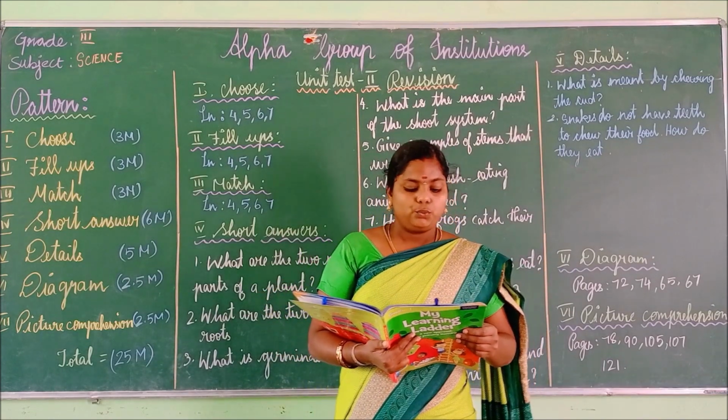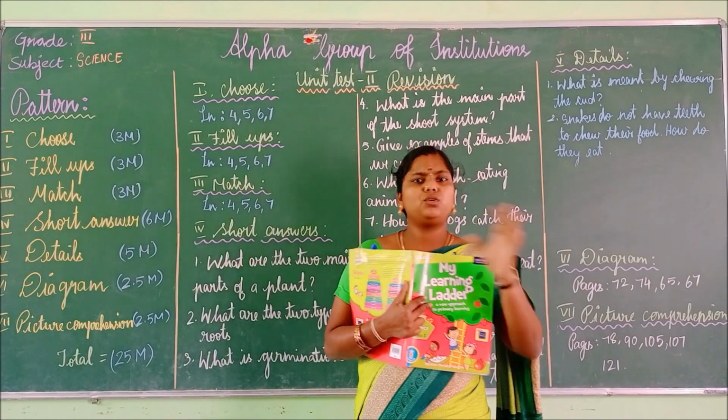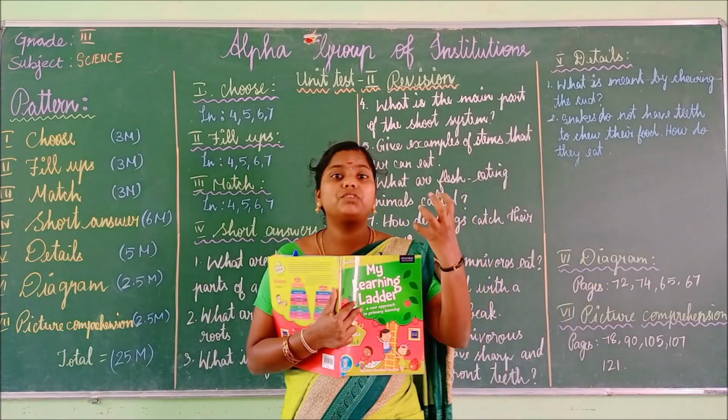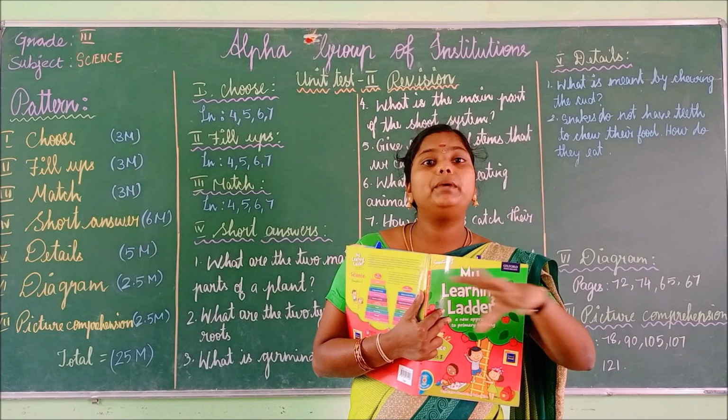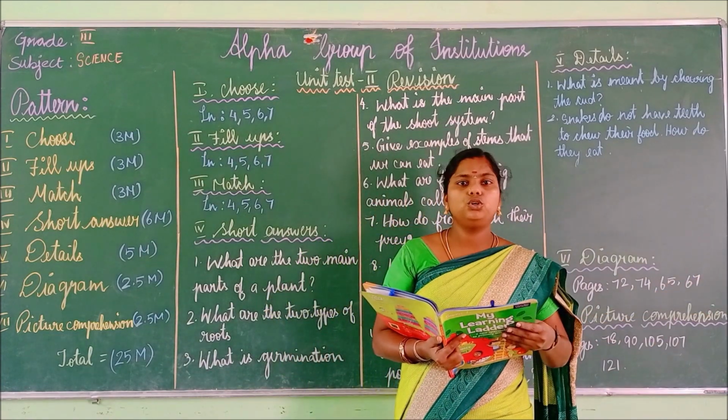Fifth one. Which part of a plant attracts bees? So we know that plant is a beautiful thing. Everything is beautiful. But which part of a plant will attract the bees which come there? Options: flowers, root, stem.